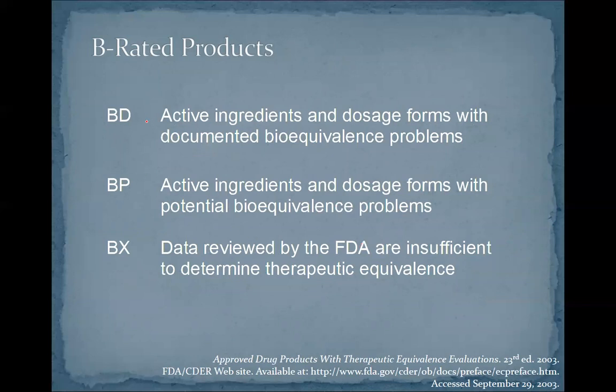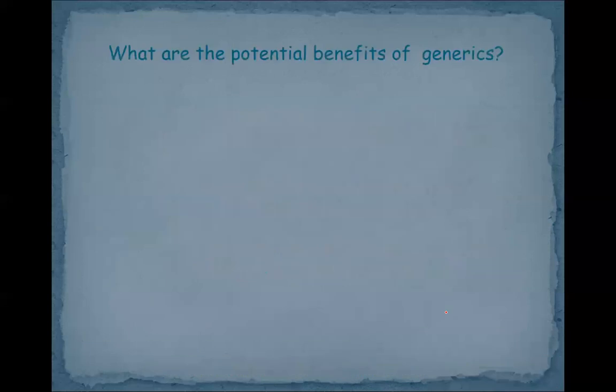That means if the second letter is B, the active ingredient and dosage form with the documented bioequivalence has certain problems and it needs to be clarified. BP is where both active ingredient and dosage forms have potential bioequivalence problems. So BS has a documented problem and this is potential. BX is where data from the FDA are insufficient to determine whether this particular drug could be therapeutically equivalent or not.